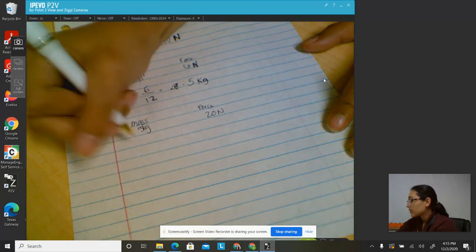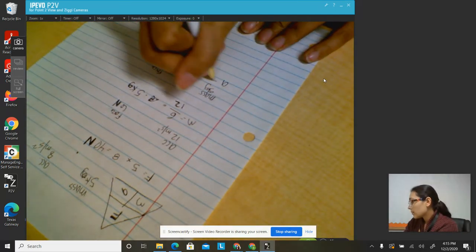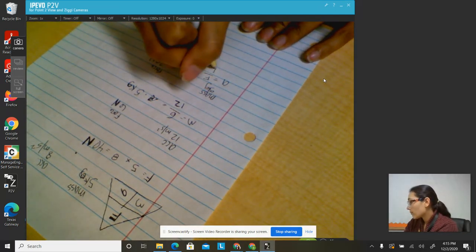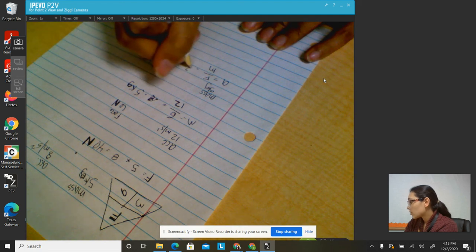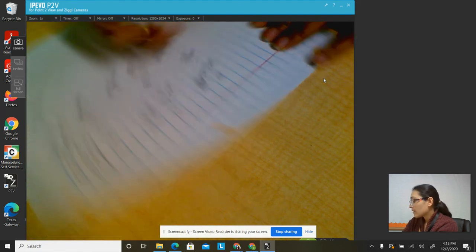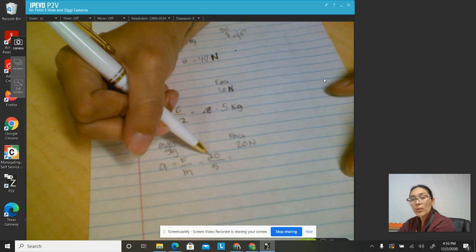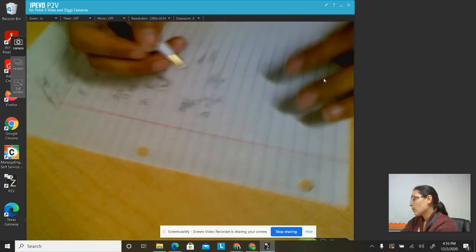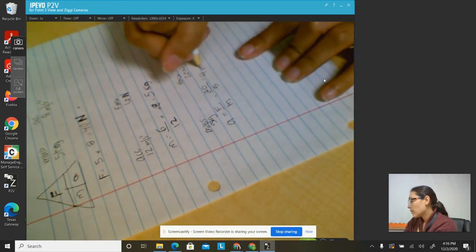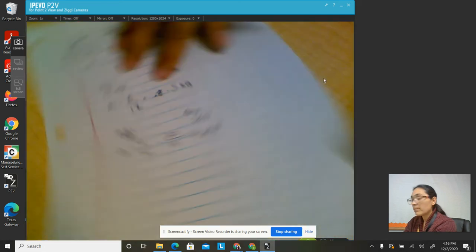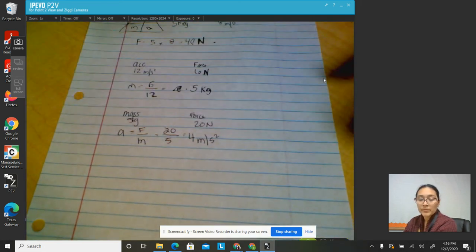Okay, so acceleration is going to be equal to force over mass. So it's going to be my 20 over 5. Again, I'll put it in the calculator as 20 divided by 5, which is 4. My unit is always going to be meters per second squared. So hopefully this helps.